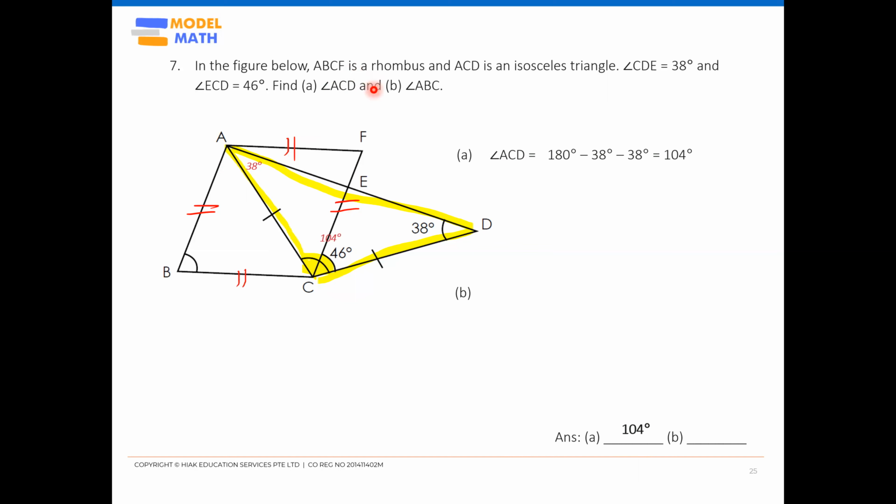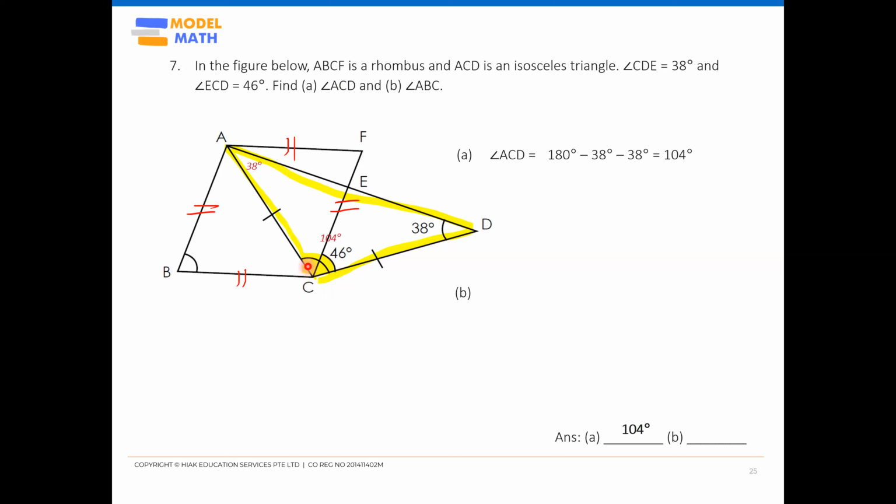Now let's go on to find angle ABC. So ABC is this one at the corner here. How do I go about solving this next? If you notice, my 104 degrees and the 46 is actually part of the 104 degrees. So I'll start with this. This will be my starting point for part B because I have more information here.